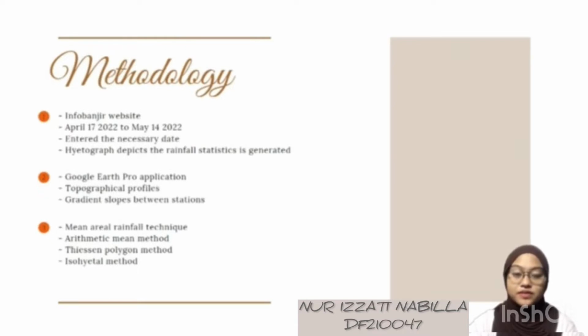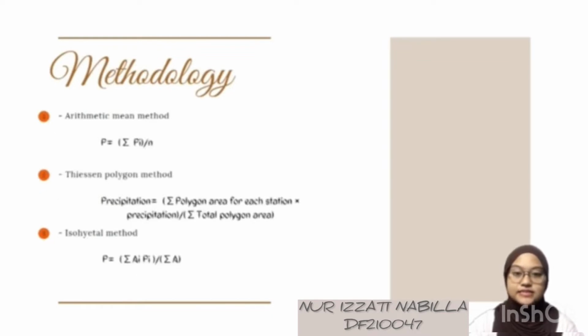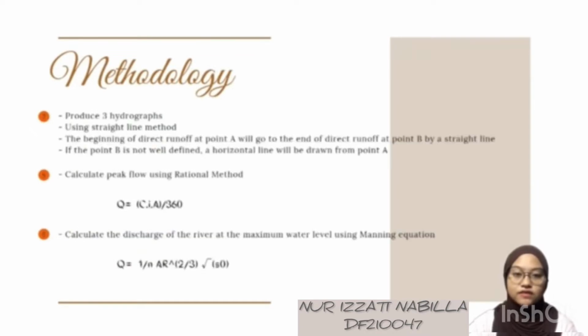Based on the precipitation and geographical features of the rain station and water level station, the data will be computed using the mean area rainfall technique, which is the arithmetic mean method, the Thiessen polygon method, and the isohyetal method. This approach works well for calculating average precipitation, and this is the formula or equation that is related to the method respectively. Next, 3 hydrographs are yielded using the straight line method.